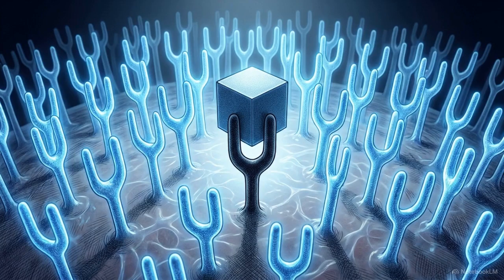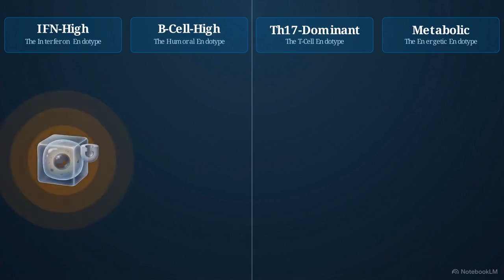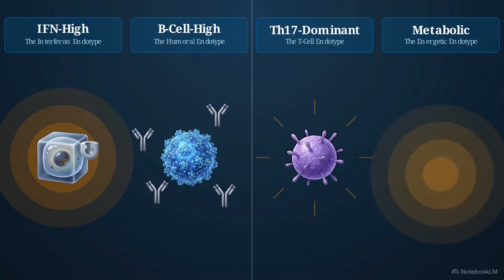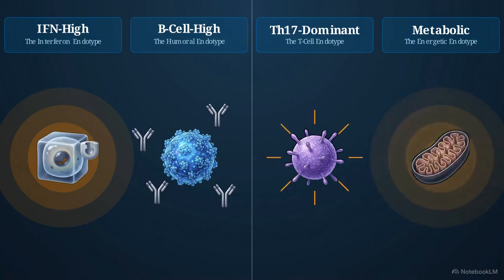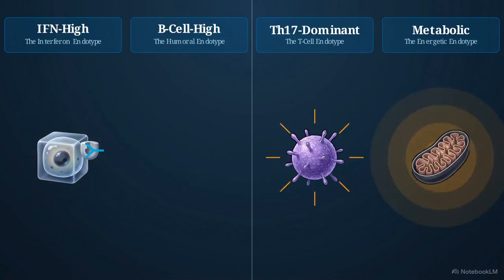Because we can now trace these biologically programmable pathways, broad immunosuppression is no longer the standard. This dashboard illustrates molecular endotype stratification. Patients are categorized by their dominant biological signature: IFN high, B cell high, Th17 dominant, or metabolic dysfunction. Targeted therapies address these specific signatures. Anifrolumab blocks interferon signaling, ianalumab executes B-cell depletion, and telitacicept provides dual BAFF and APRIL inhibition.